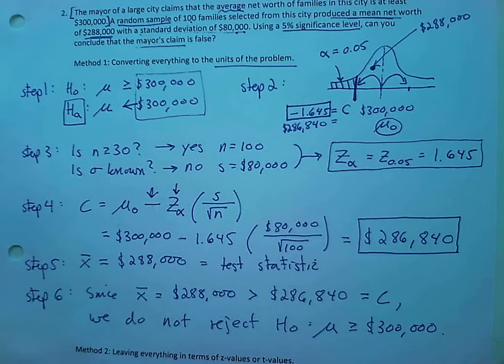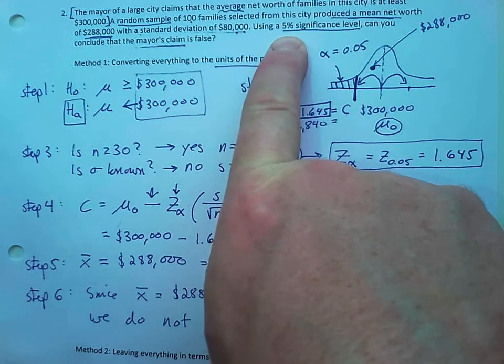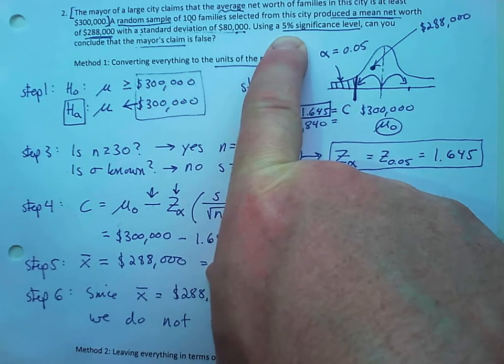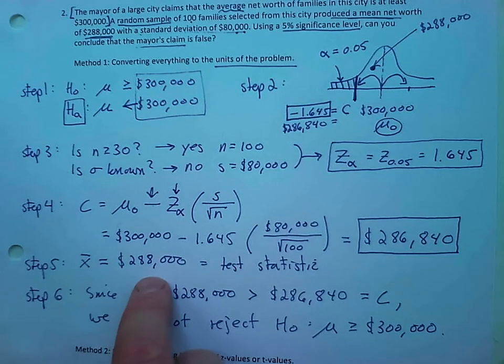Probably not, right? It's like $1 off. If you found out that it was $299,998, $2 below, again, would you call the mayor a big fat liar? Probably not. So how low are you going to go until you tell the mayor, all right, this low and no further? Well, at a 5% significance level, or a 95% confidence level, the lowest you're going to go is $286,840. And that's why, even though our sample average is below $300,000, it's still above our critical value.